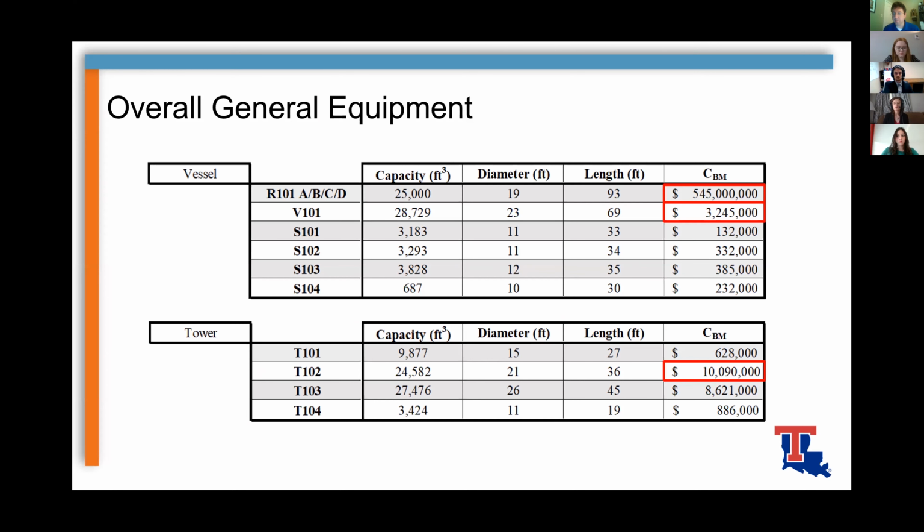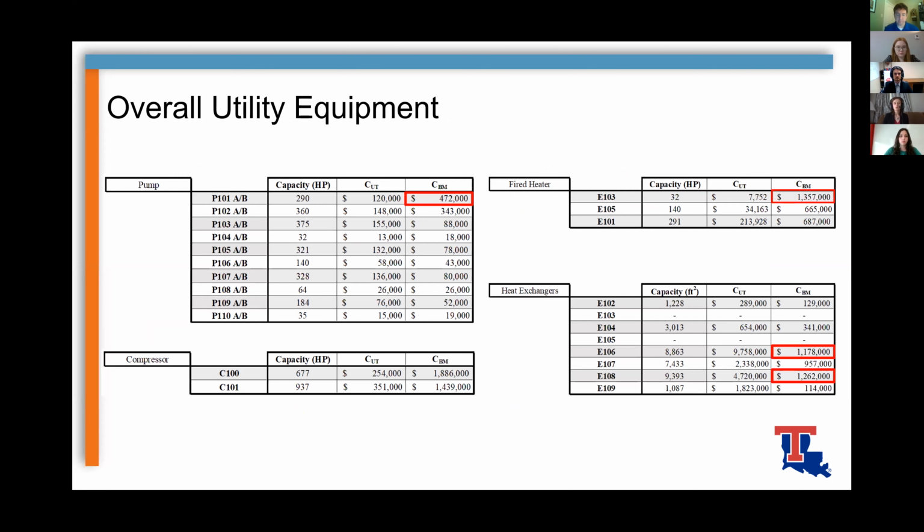For our 4 towers, the most expensive one is our tower 2 that is separating out our diesel. Diesel, as mentioned earlier, is our highest created product, so it does have the highest flow rate, which leads to why our tower 2 is so expensive. For our utility equipment, our most expensive pump is our first one for the feed. This is what's sending in the feed to the reactor itself, so it is the highest flow rate that we're experiencing. Below that, we have the compressors.